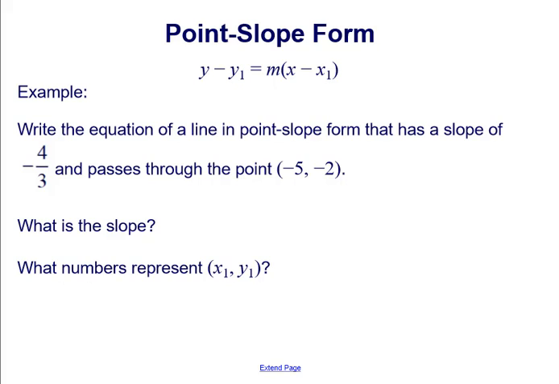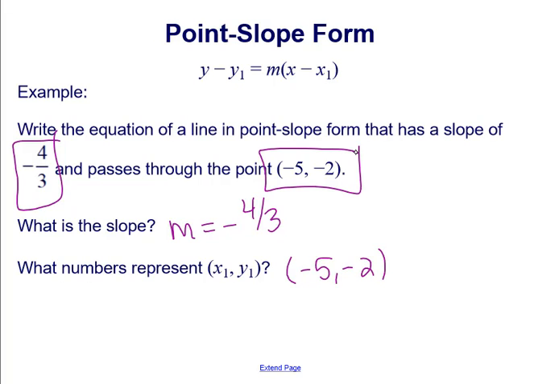Here's a different example, same idea, where we're writing the equation of a line in point-slope form that has a slope of -4/3 and passes through the point -5, -2. The first two things we need to know to write an equation in point-slope form are what is the slope and what numbers represent the point x1, y1. We're told the slope is -4/3, so our slope equals -4/3. And we're told the point -5, -2, so that is going to be our x1, y1 values. It's right there in the given information.